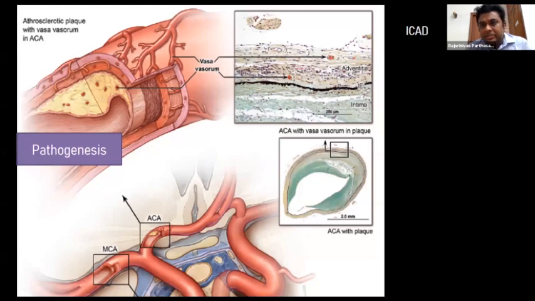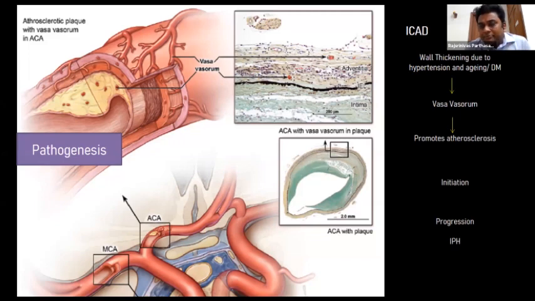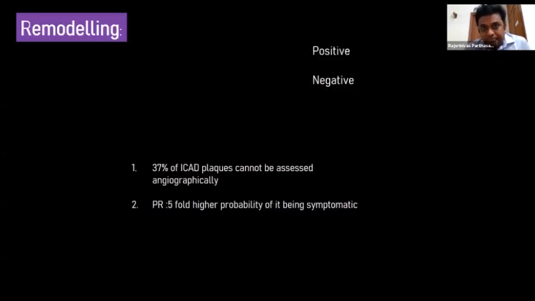So what is the pathogenesis in ICAD? The first and foremost step is wall thickening. It can be due to hypertension, aging, diabetes. Once the wall thickens, there is hypoxemia. And when there is hypoxemia, vasa vasorum develops. This vasa vasorum is an important factor in promotion of atherosclerosis. So it plays a key role in initiation, progression, and intraplaque hemorrhage.